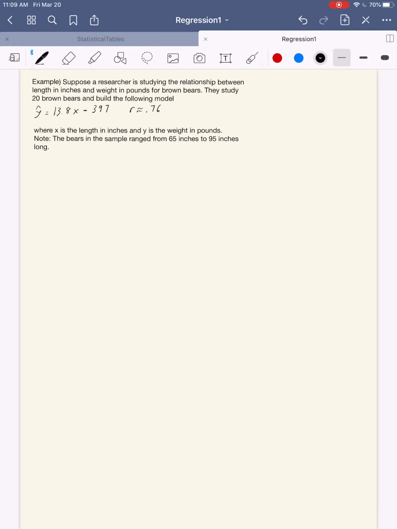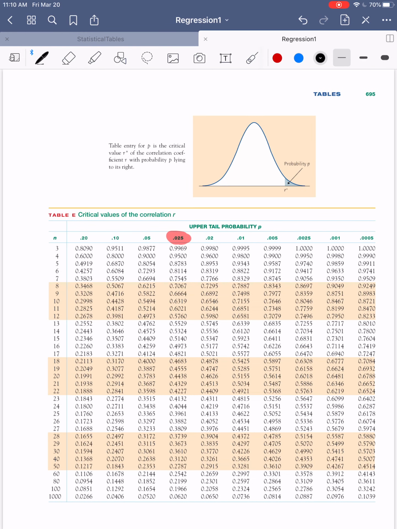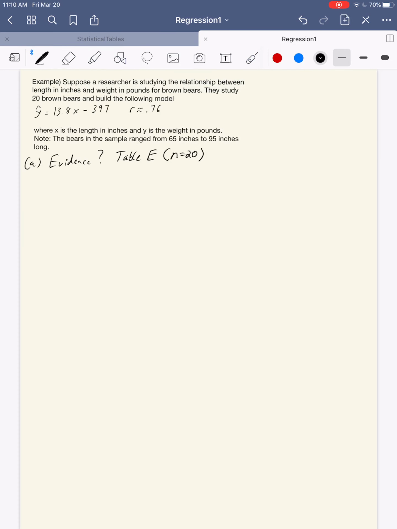We're just going to go through piece by piece here. The first thing that we wanted to do was talk about whether or not there was enough evidence. So we know how to do that. We know that that basically means we need to look at this correlation coefficient and decide if it's strong enough. Well, the way we do that is we go to table E. To use table E, we need to know how many were in this sample. They mentioned that there were 20 brown bears, so we know that our N here is 20. Let's go ahead and take a look at table E and find that critical value. So there's table E. N here is 20. We're always using that 0.025. Intersecting those together, it looks like we should get 0.4438.